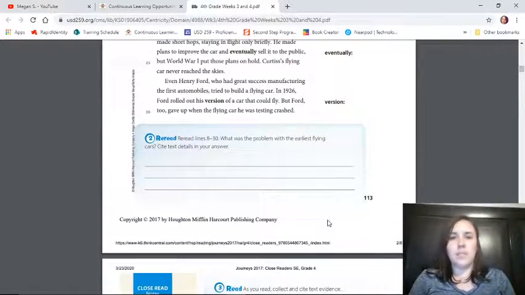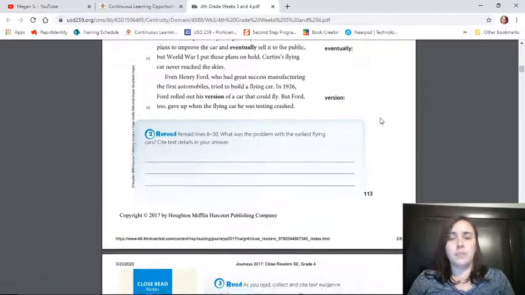And then at the bottom of the second page, it tells you to reread lines 8 through 30, and they want to know what was the problem with the earliest flying cars. So you should have underlined all of the problems, so it should be pretty easy for you to cite text details in your answer. So you should be able to go back to the text, see what the problem was, and then you're going to use your own words. You're not just going to copy word by word what the author said. You're going to use your own words to explain it.